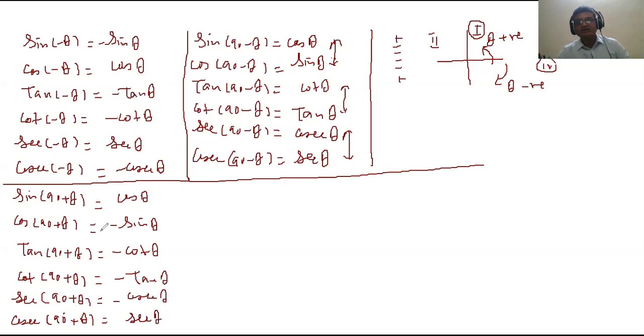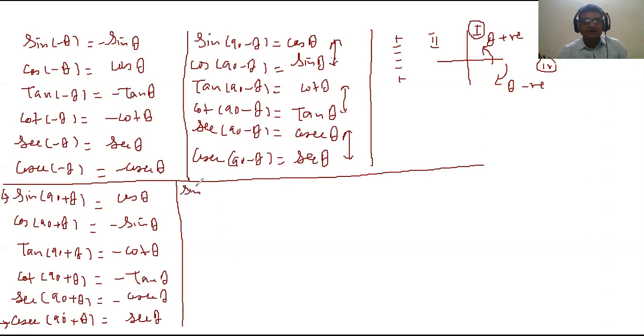So in this case, you can see only the sign. Sine and cosec are going to be positive, and the rest are going to be negative. Here it is 90 plus theta, so sine converts to cos, and cos converts to sine. Similarly, tan converts to cot, cot converts to tan, sec is converted to cosec, and cosec is converted to sec.